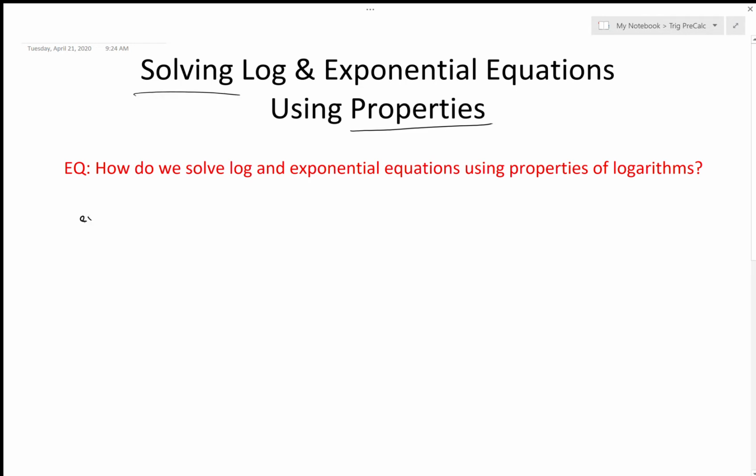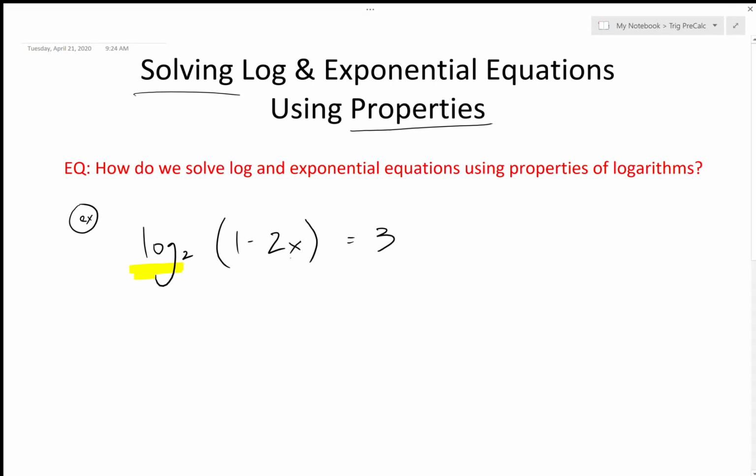Just as a quick review, let's take a look at just a regular solving one. So if I were to say the log base 2 of 1 minus 2x equals 3. Now notice here, and this is something that's going to help us out later, there's only one log term in here. Later on we're only going to need one log term in order to solve these.